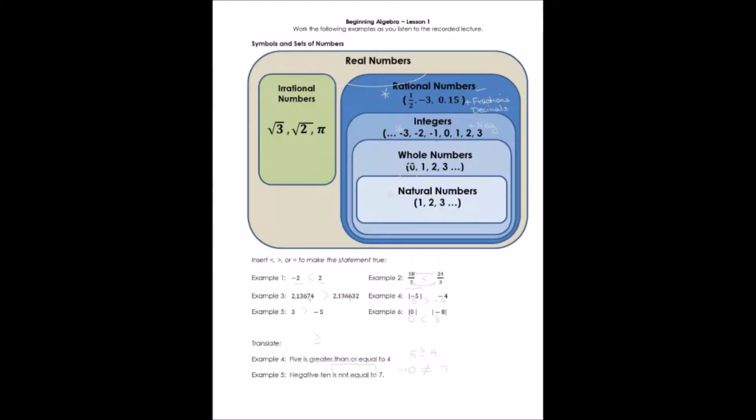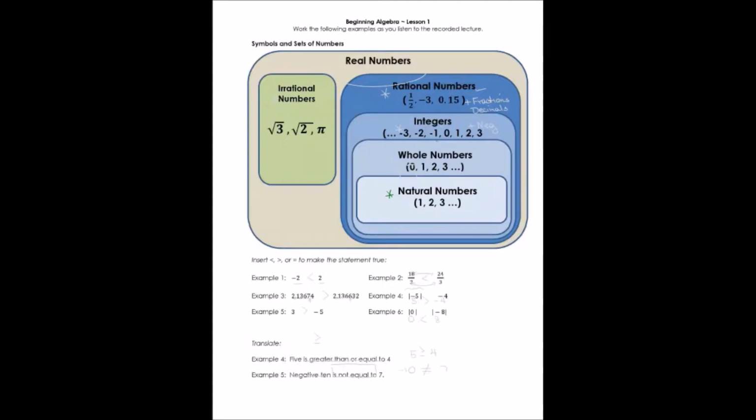As we begin algebra, let's take a look at symbols and sets of numbers. The first thing we want to notice is that we have several different sets of numbers and they're all sort of related to each other. I want to start with the smallest group that we have here, which is the natural numbers. The natural numbers really are the counting numbers. They begin with 1, 2, 3, and so on and go up. You'll notice that they don't have any numbers smaller than 1.